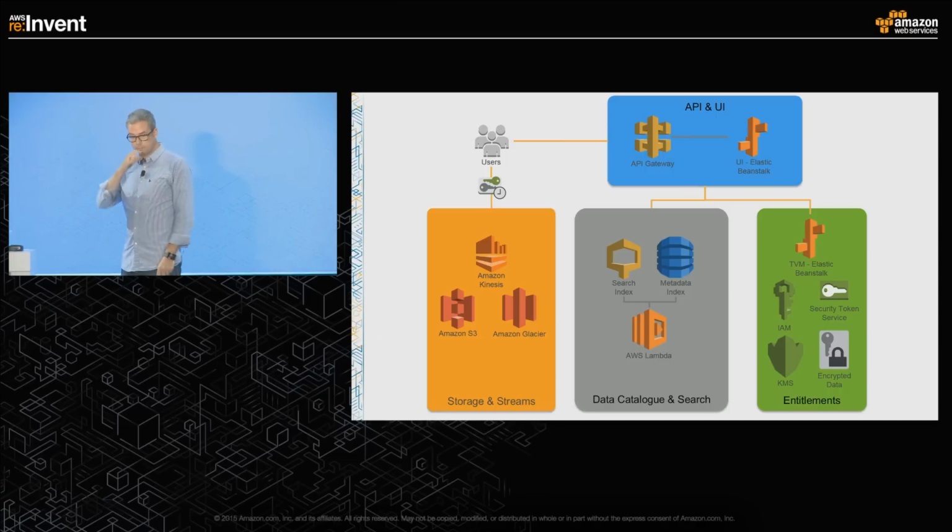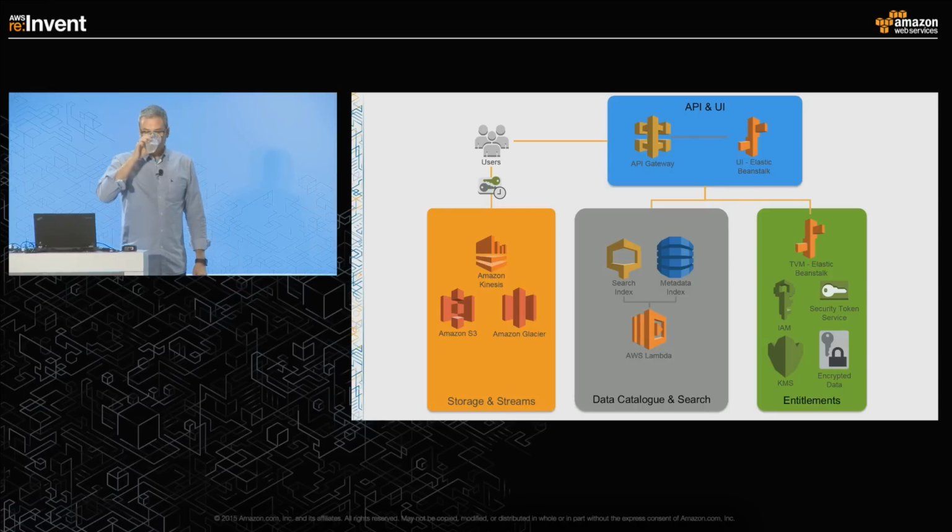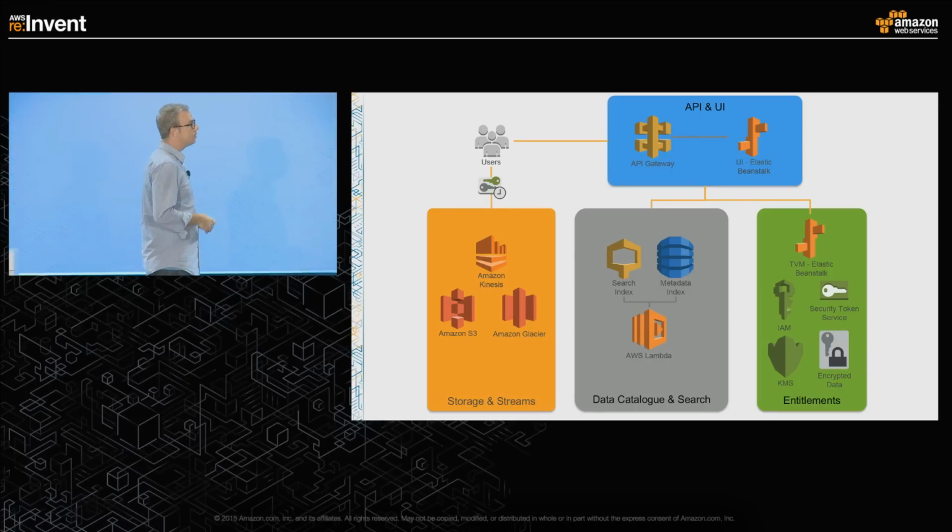And what does that look like? At a very high level, we have a foundation of S3, Kinesis, and Glacier for our storage and streaming. We have a data catalog implemented on DynamoDB and a CloudSearch or Elasticsearch index providing a search capability, all backed up with AWS Lambda as our data orchestrator for this flow of data through your data lake.